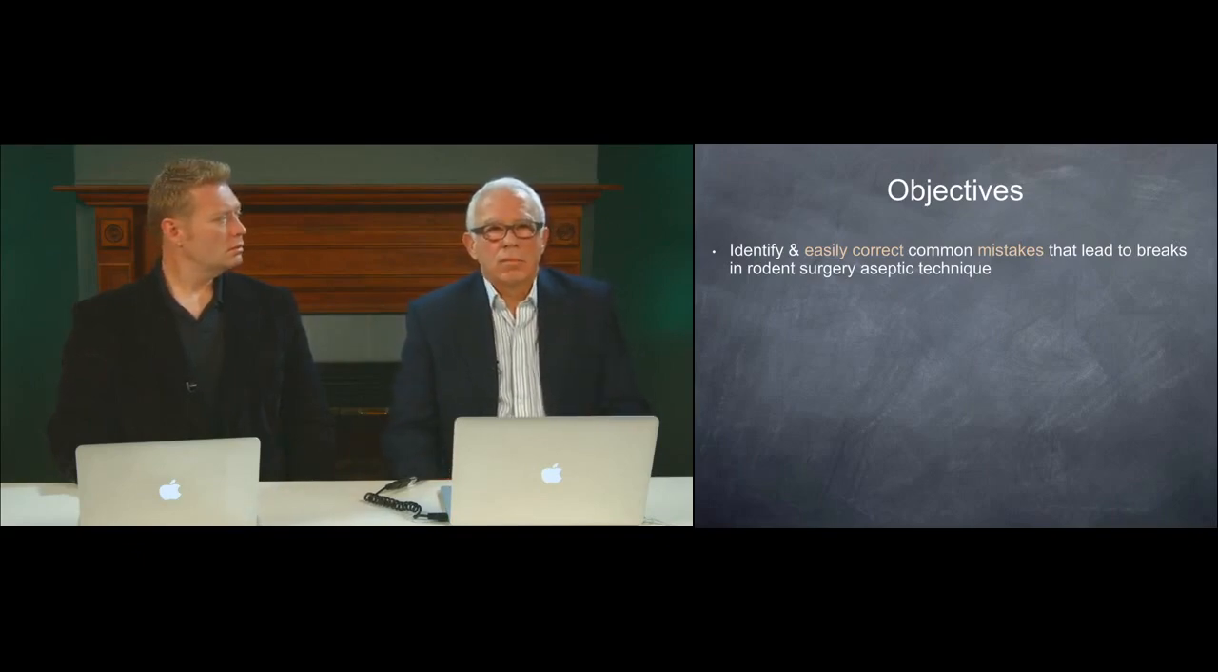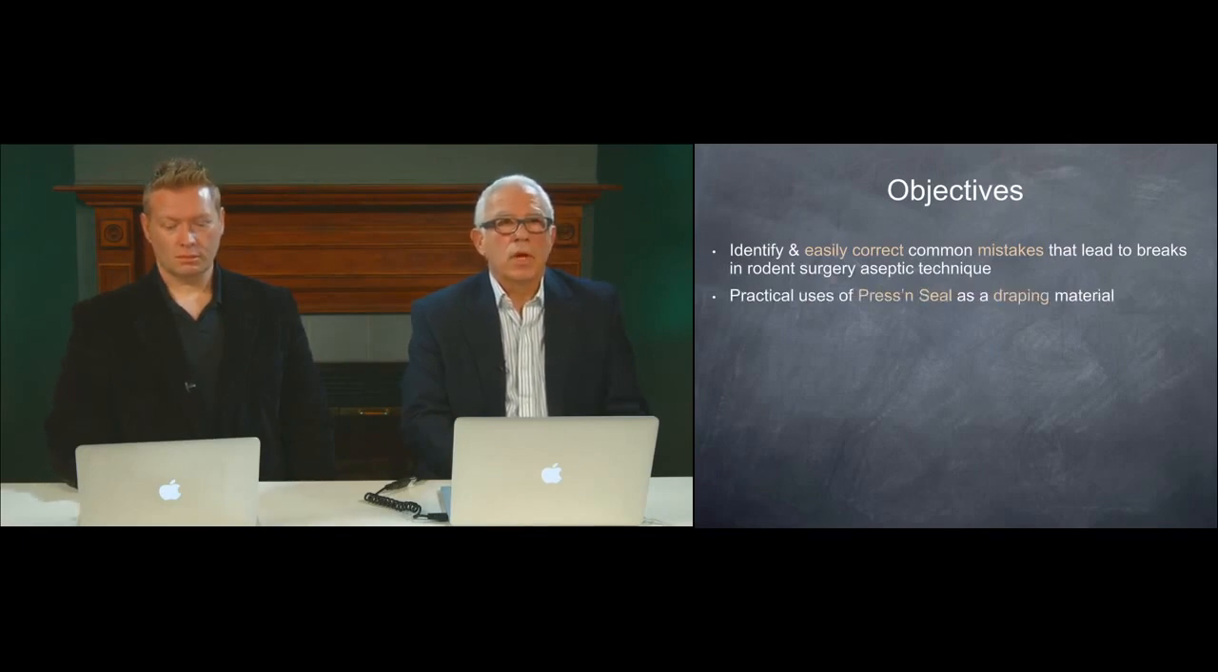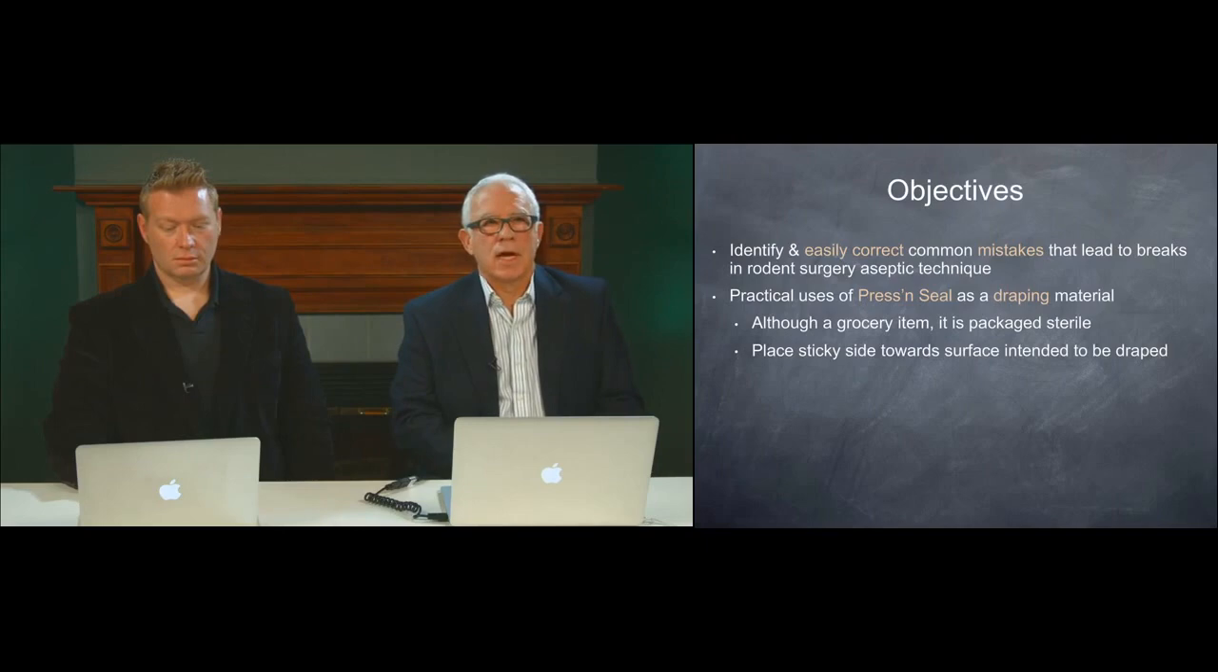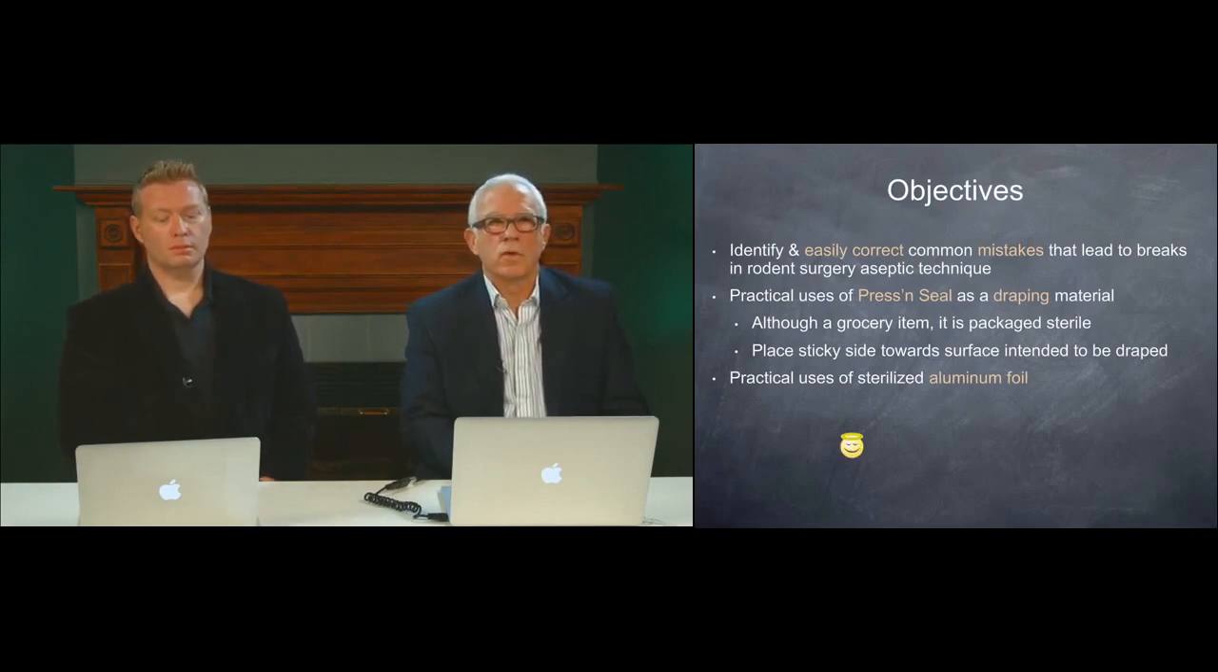By the way, this is not going to be a presentation full of stats, graphs, statistics, a lot of scientific data. This is a presentation in which we're going to give you materials that you can use for your investigators and for yourself to apply good technique. We're going to explain practical uses of press seal as a draping material, which is a grocery item, but it is packaged sterile, and we'll go over that in a future slide. Always remember that because it has a sticky side, the press seal should be placed towards the surface intended to be draped. And we will go over practical uses of sterilized aluminum foil as well.